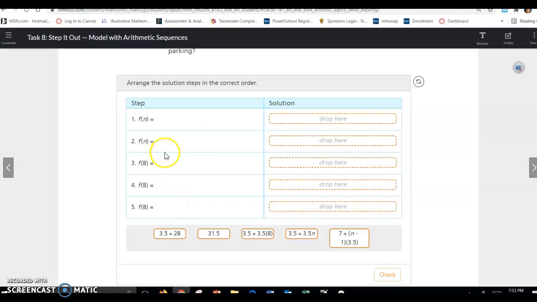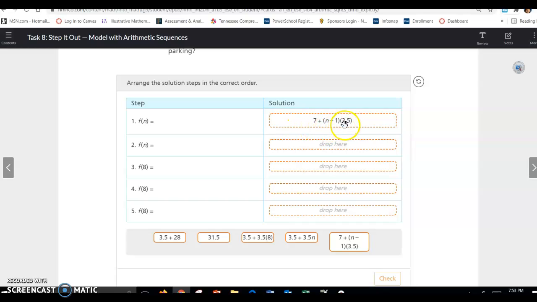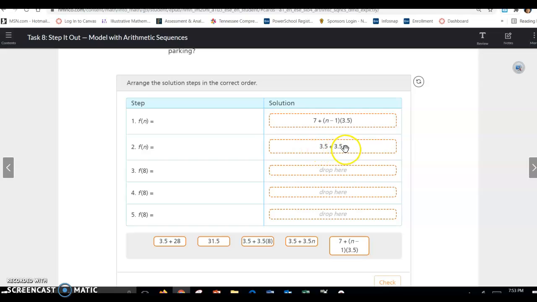All right, arrange the solution steps in the correct order. We've got these steps down here and we're going to say what would come first. So the very first thing is we're going to take the recursive formula, and we're going to start with that. And then what we can do is rewrite this by using the previous term by taking away the common difference. So that would make this $3.50 plus 3.5 n. So that just rewrites it in the other formula.